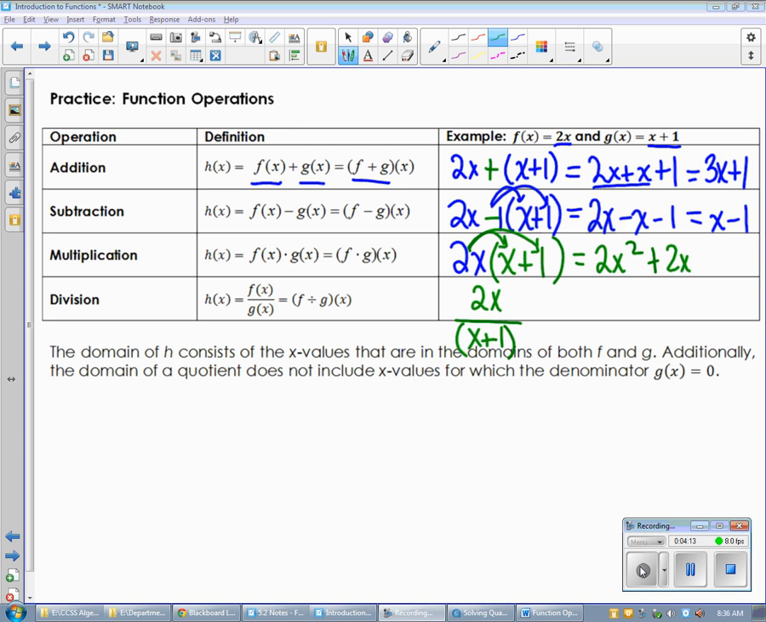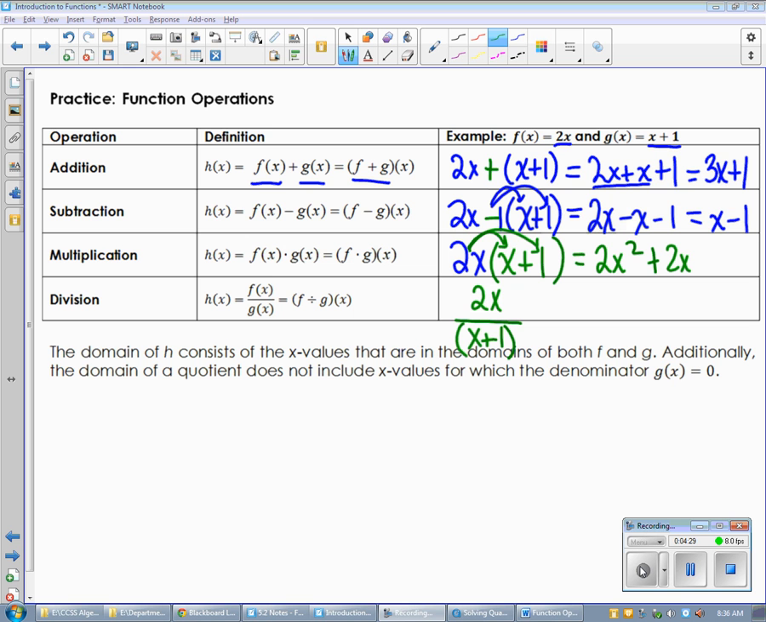When we're talking about domain and range, remember that the domain of a function are all the input values, all of the numbers that can be substituted in for x. And the range would be all of the output values. Whatever happens when I substitute in for x, whatever number appears is going to be part of my range.